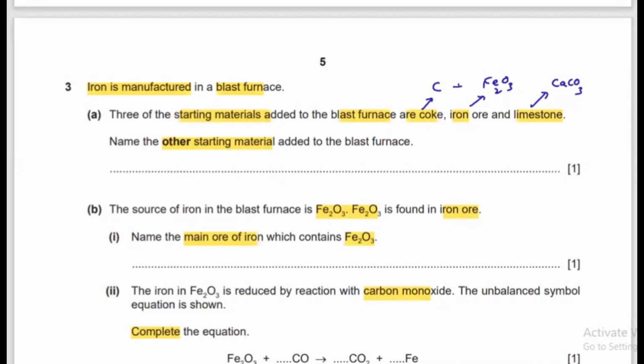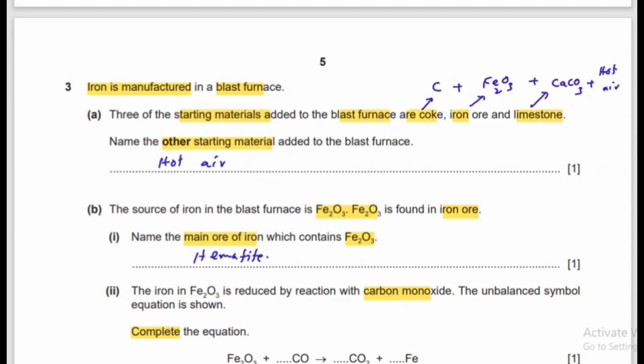So carbon plus iron trioxide or hematite plus calcium carbonate and the hot air. So these are the four raw materials. The fourth raw material is hot air. The source of iron in the blast furnace is Fe2O3. Fe2O3 is found in the iron ore, so the main ore of iron is hematite.